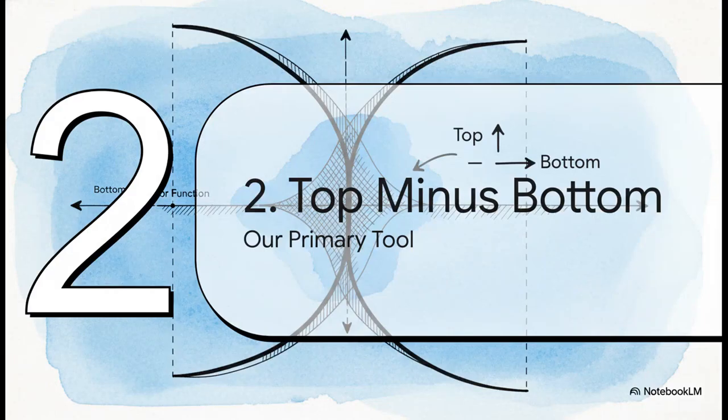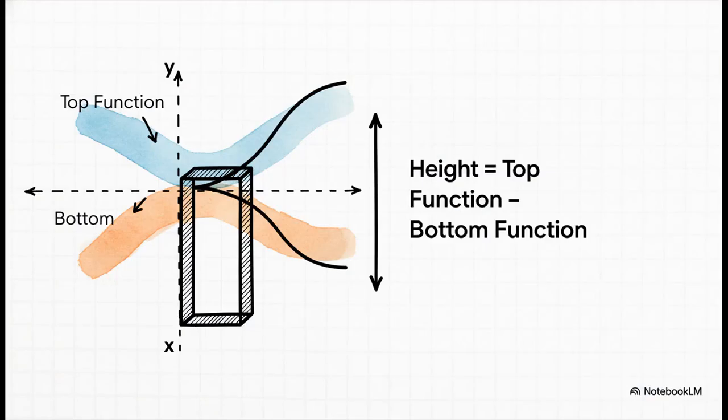All right, let's make this slicing idea a bit more formal. Our main approach, the one you're going to use most of the time, is what I like to call the top minus bottom method. Think of this as our go-to tool for the job. So for any one of those tiny rectangles, how do we find its height? It's actually way simpler than it looks. At any point x along the bottom, the height of that slice is just the y value of the curve on top minus the y value of the curve on the bottom. That's it. Top minus bottom gives you the height.